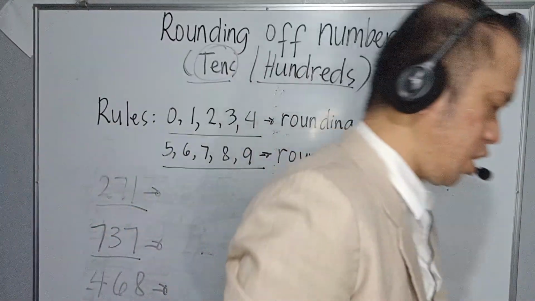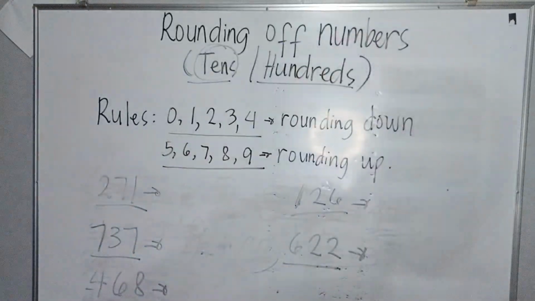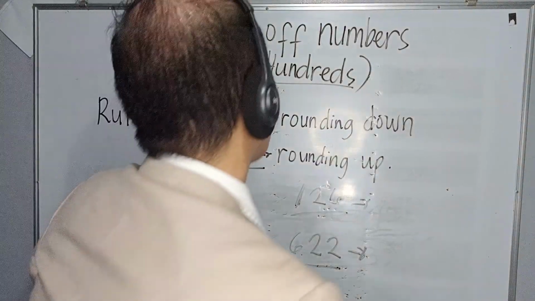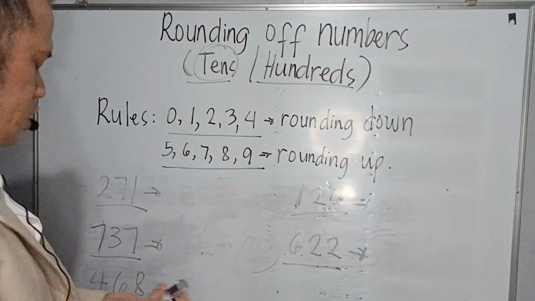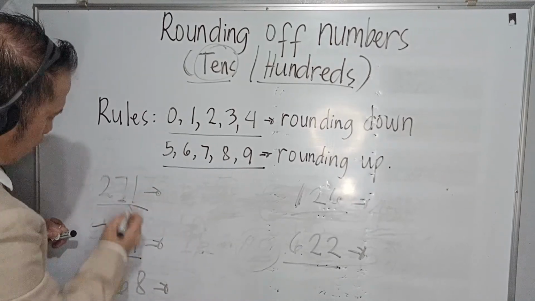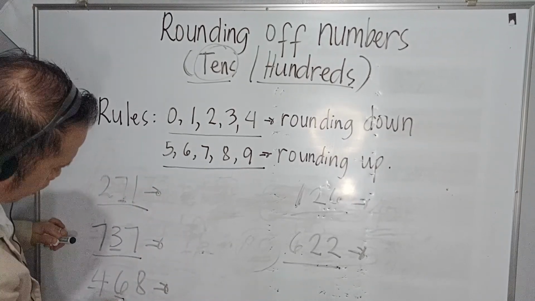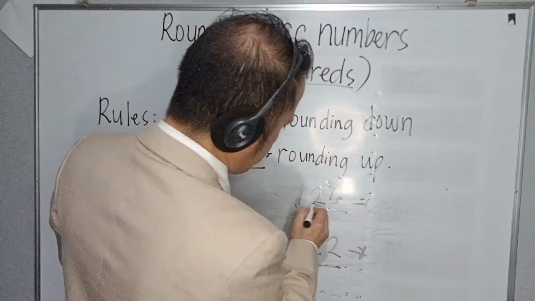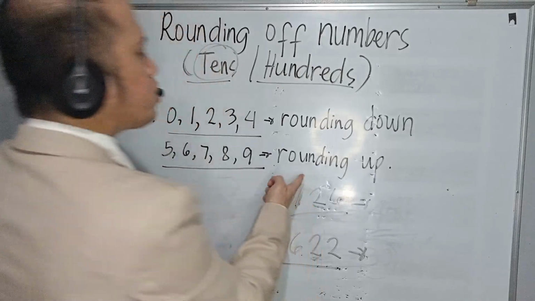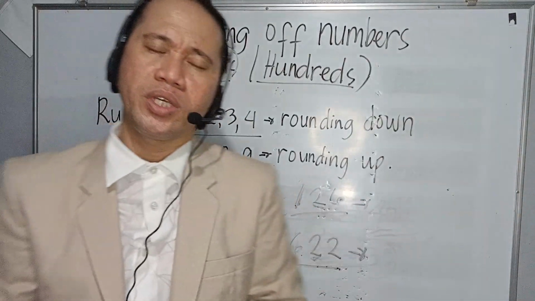How to round off to the nearest tens? So simple as that, my dear viewers. We are going to check first the tens place value. You are going to check it. I underline the tens place value, whether it belongs to rounding up or rounding down.